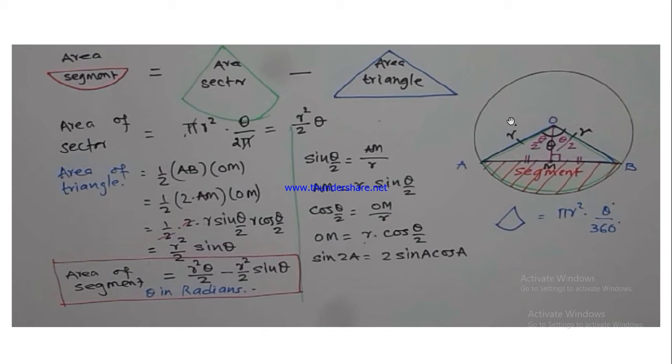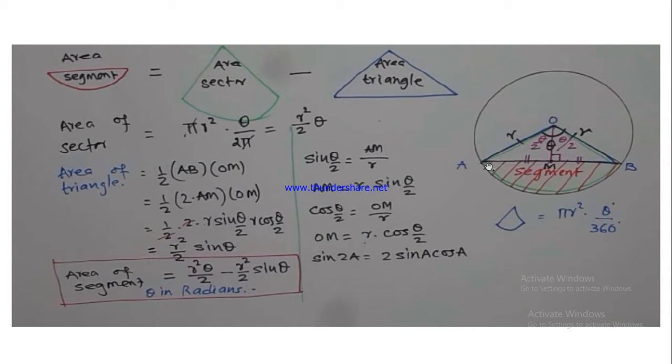In this video, we will learn how to derive the area of the segment. A segment is the area enclosed between the chord and the arc of the circle. In this picture, we can see a circle with center O, radius R and the chord AB. The segment is the area enclosed between this chord AB and the arc of the circle.